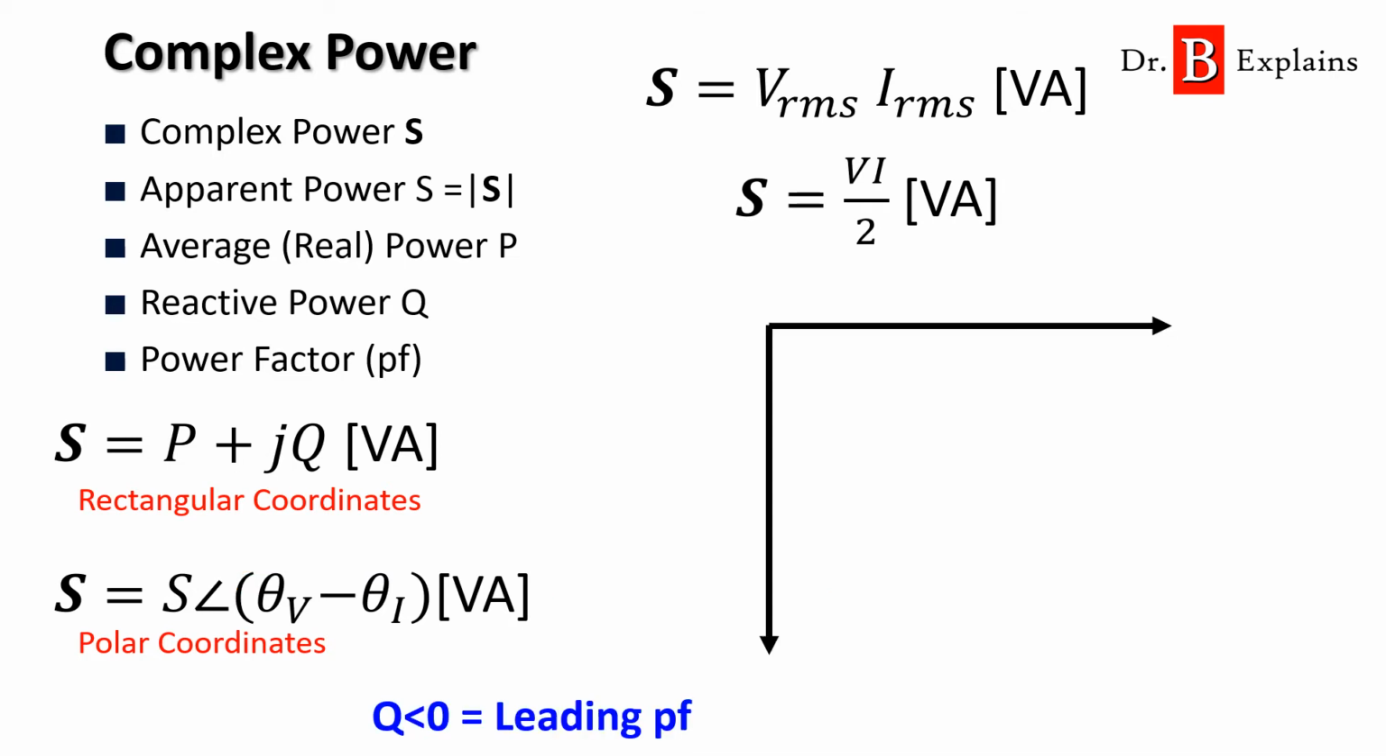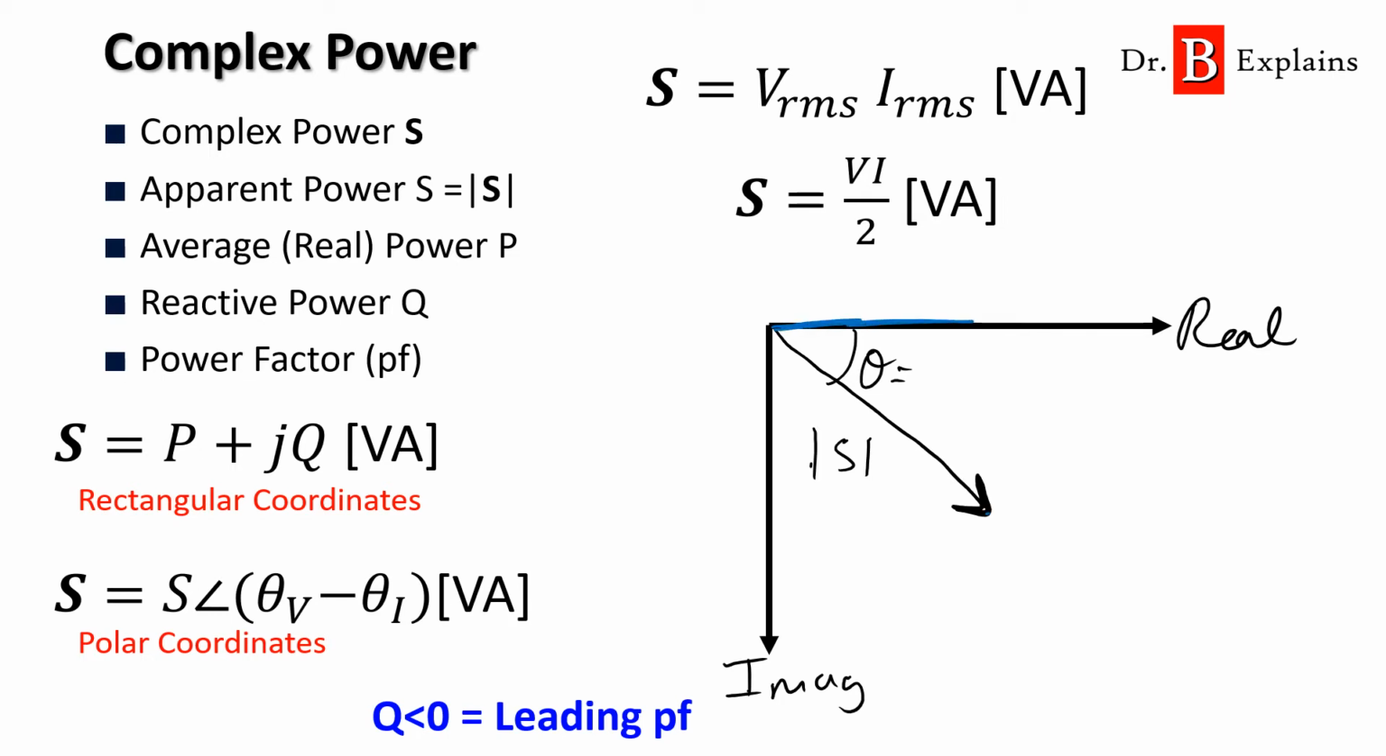Okay. We also have the case when our S is here. Down below, we have the real also, and we have the imaginary axis. And so in this case, we have S. Now we have an angle, right? And then now we're going to have P here. So that's here. So P. But we also have Q right here. And then you can notice that Q is less than 0. So Q will be negative. And we call that leading PF. Okay, so whenever that happens, that means that we have a leading PF.